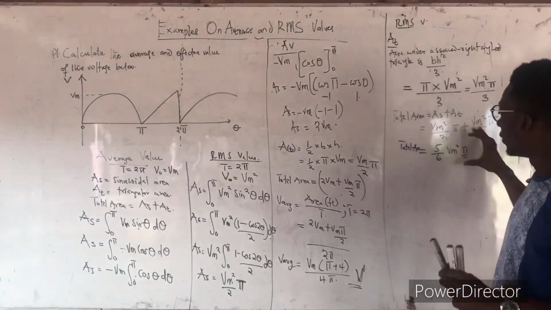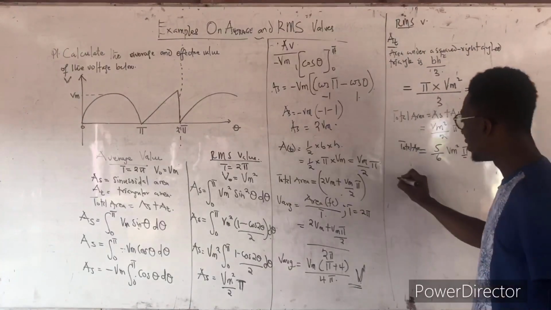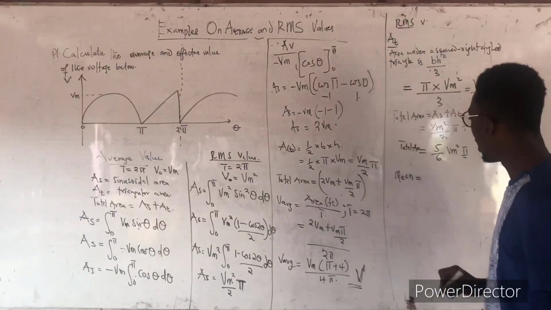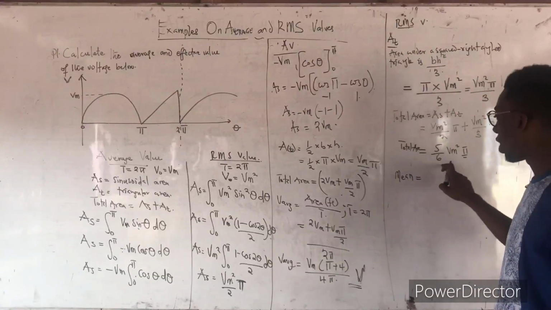Okay. Now when we come to the root mean square value, how do you go about that one too? You have the total area here, so you have to find the mean. The mean here is simply the area of the.